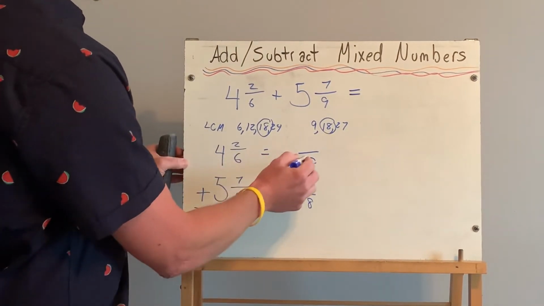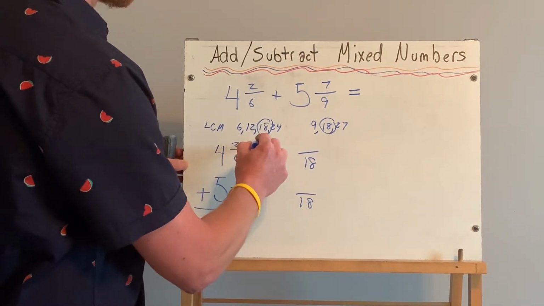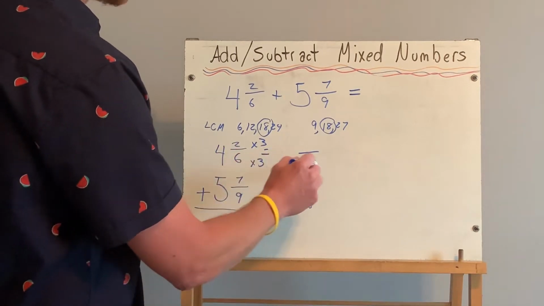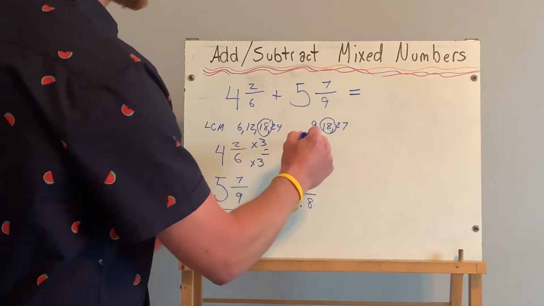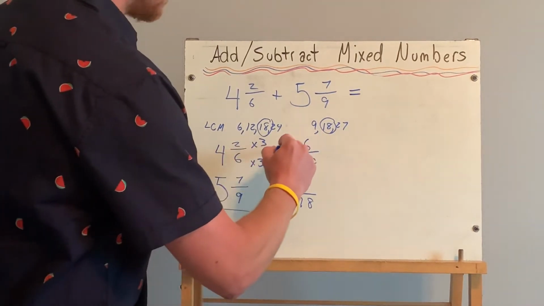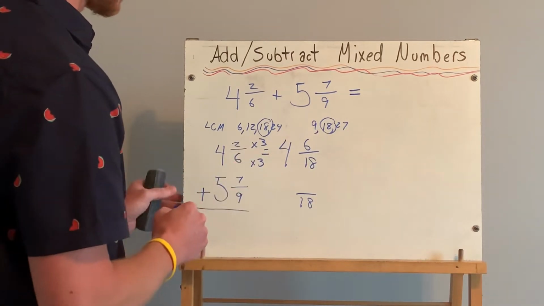So let's do 4 and 2/6. Let me see. So go from 6 to 18. I know I'm going to multiply by 3. So do the same, the top and the bottom to get an equivalent fraction. 6 times 3 is 18. 2 times 3 is 6. Okay? And we cannot forget about our whole number. So we're saying 4 and 2/6 is equal to 4 and 6/18.